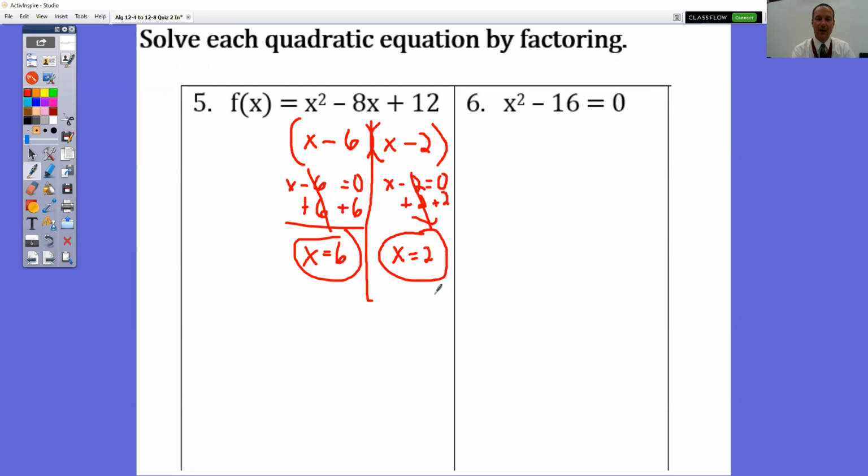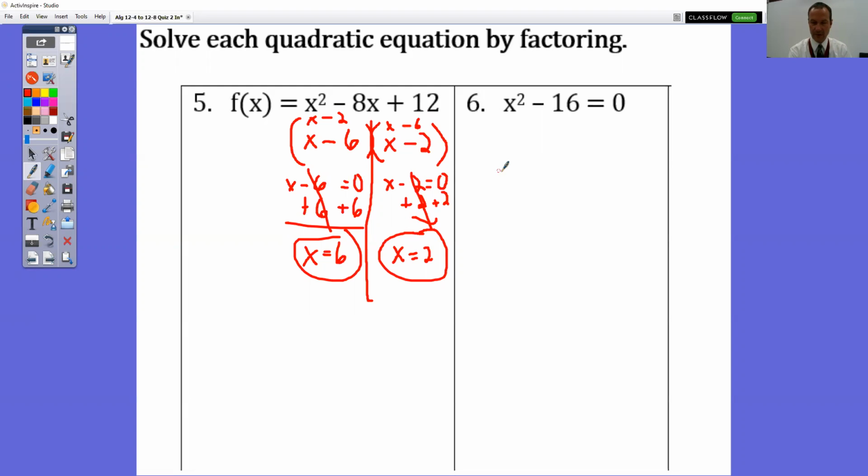It does not matter, by the way, if you did instead x minus 2 and x minus 6. That's the same thing, all right? Both answers will be accepted, whether you put the x equals 6 on one side or the other and the x equals 2 on one side or the other.